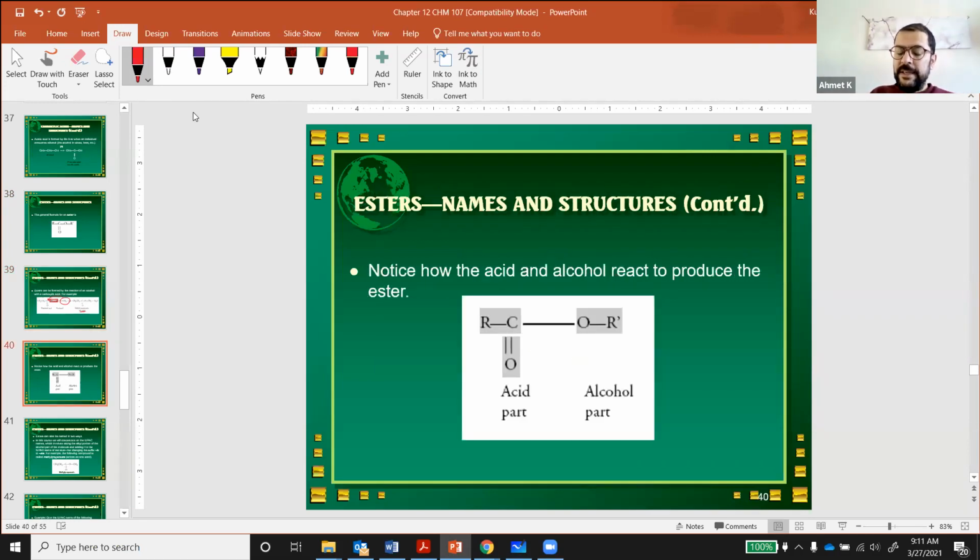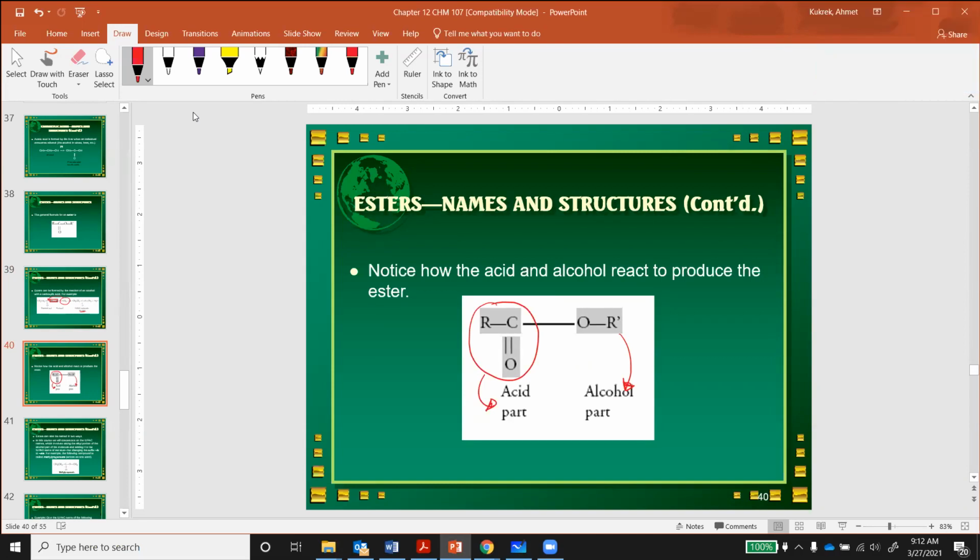And again, an ester has two parts. The carbonyl part is coming from the acid, and the oxygen attached to our R group is coming from the alcohol part. Whenever you see an ester, you know that the carbonyl is coming from the acid part, and the other part is coming from the alcohol. That's how you're going to separate them.